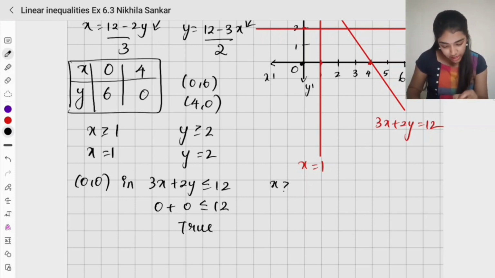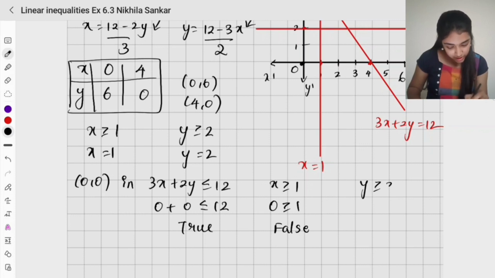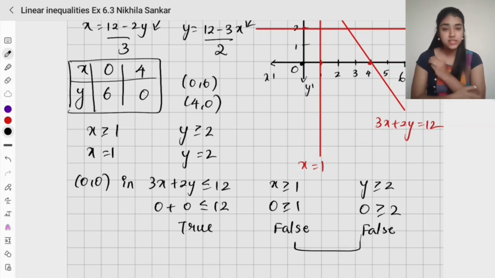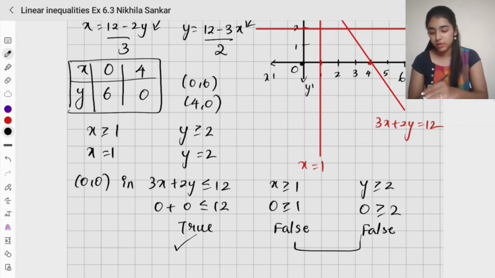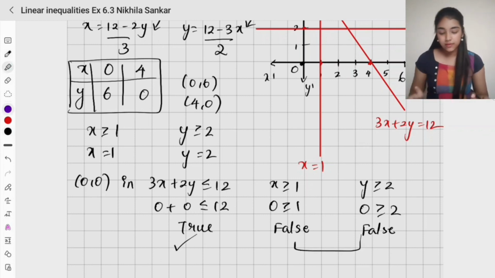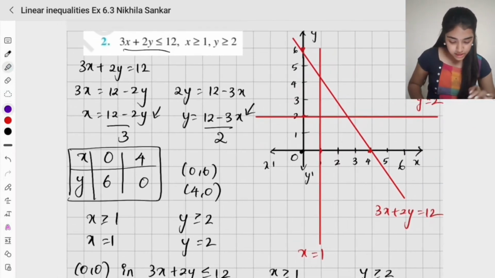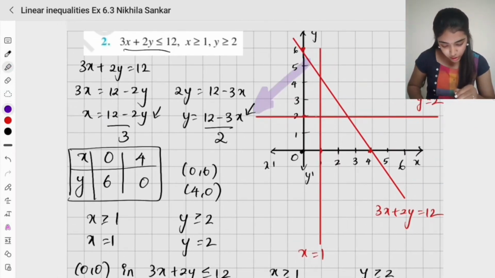In the equation x greater than or equal to 1, substituting 0 gives 0 greater than or equal to 1, which is false. So this is not true. Next, in y greater than or equal to 2, substituting 0, 0 gives 0 greater than or equal to 2. This is also false. So in these two cases, 0, 0 is not included. For the first case, 0, 0 is included. So how does the graph look? Since it is included, it is going to be the lower half. It is going to be this part.